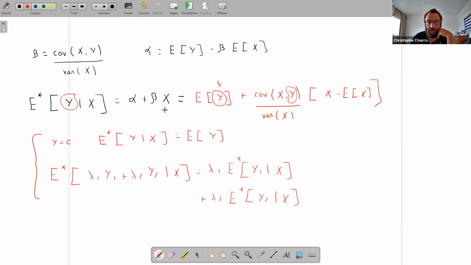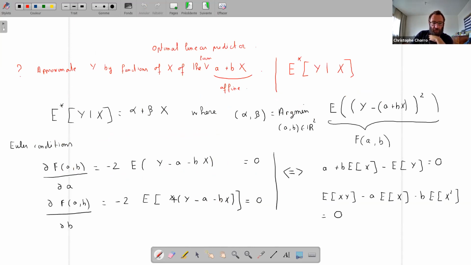A priori, from the Euler condition, the only thing that I can deduce is that I have, in fact, here an optimum. I don't know if it is a minimum or a maximum. In order to check if I have a minimum or maximum, I have to deal with the matrix of what we call the Hessian matrix, that is the matrix of the second order partial derivatives.